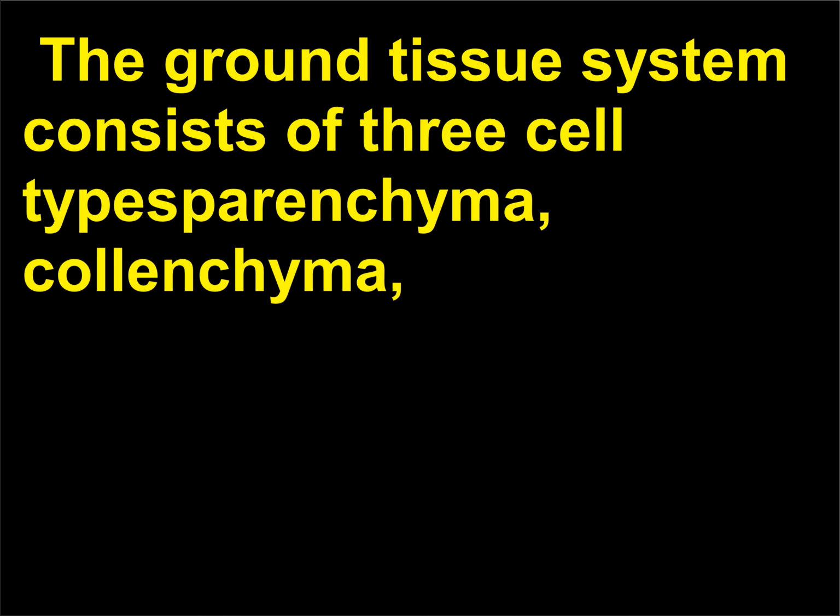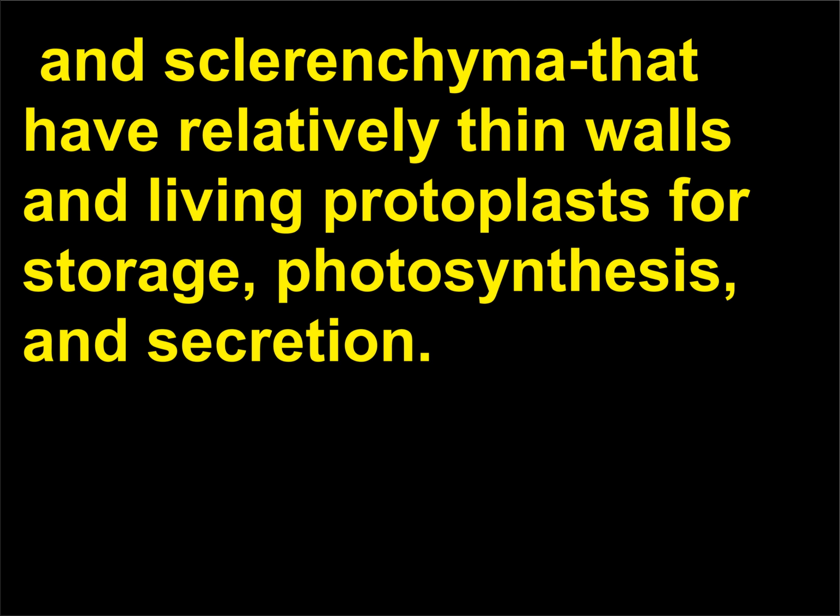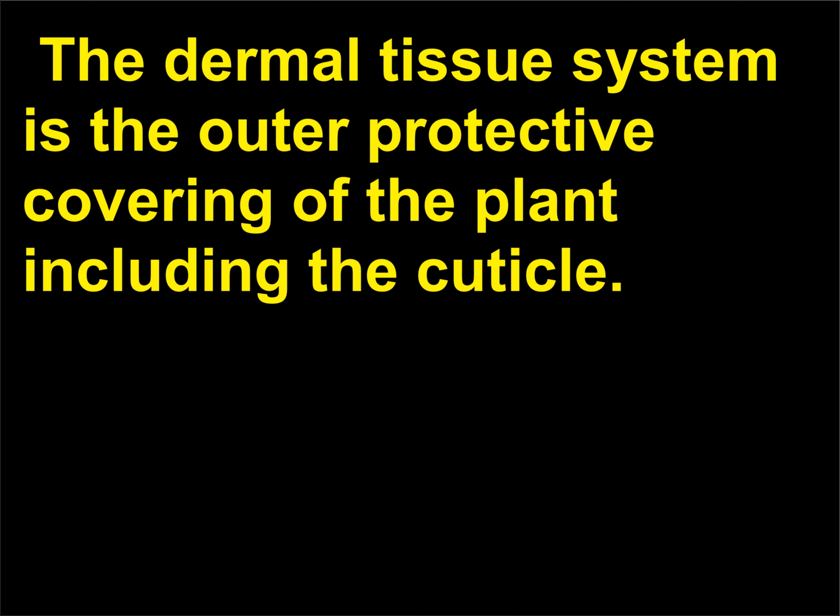The ground tissue system consists of three cell types: parenchyma, collenchyma, and sclerenchyma that have relatively thin walls and living protoplasts for storage, photosynthesis, and secretion. The dermal tissue system is the outer protective covering of the plant, including the cuticle.